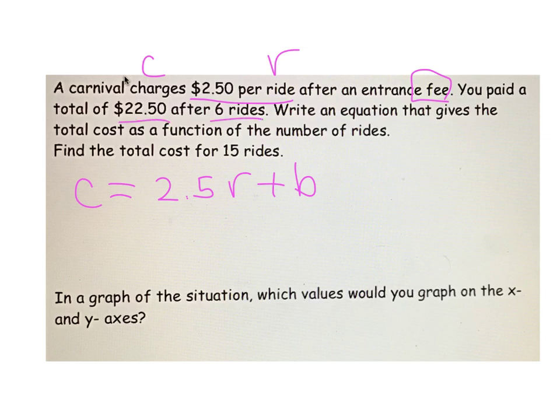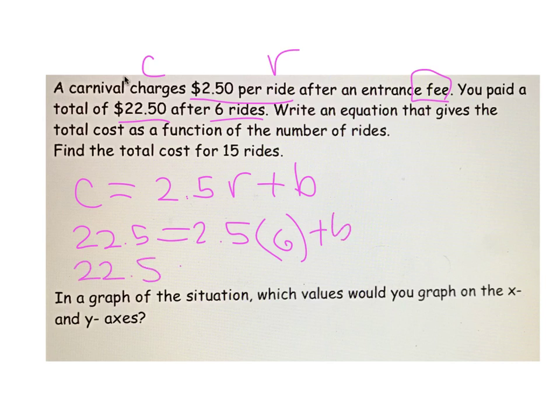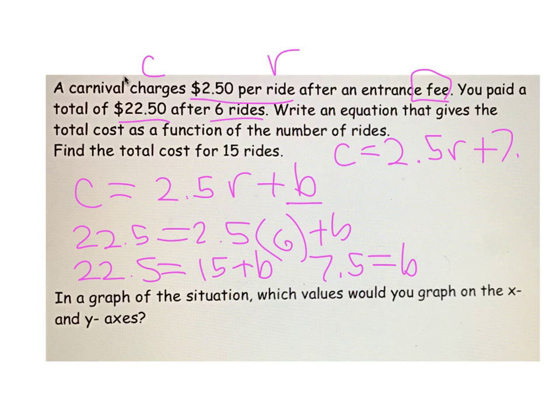So we know it's $22.50 after 6 rides. So that means the total cost is 22.5 is equal to 2.5 times 6, and then I'm going to solve for b. So 22.5 is equal to 2.5 times 6. That's going to end up being $15 plus b. So when I subtract 15 on both sides, I end up with 7.5 is equal to b. So that means the equation, I can now substitute this back in there. The cost is equal to 2.5 times the number of rides plus $7.50.